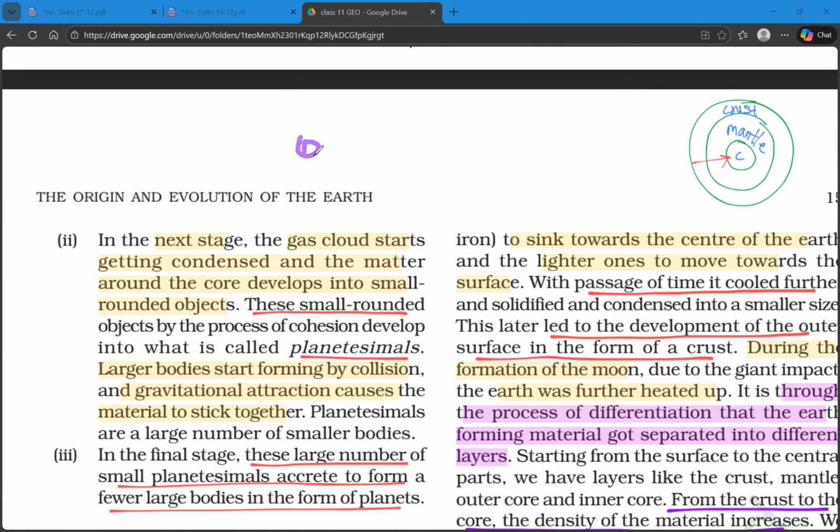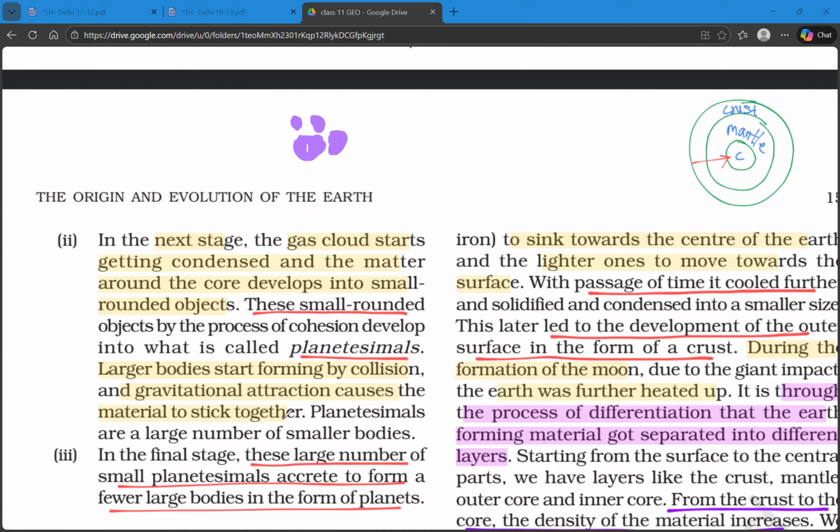So this is the gas cloud and the matter around the core, these small rounded objects. These small rounded objects, by the process of cohesion, develop into what are called planetesimals. Cohesion means the force of attraction between particles. So with this process, they get developed and they are called planetesimals. Larger bodies start forming by collision, and gravitational attraction causes the material to stick together.